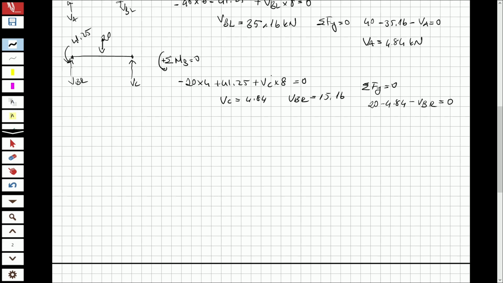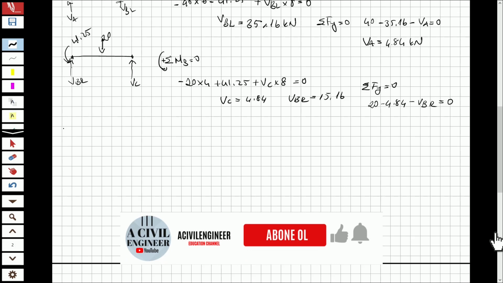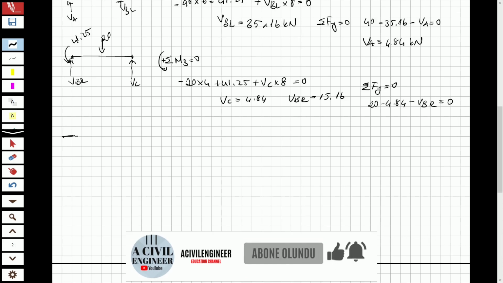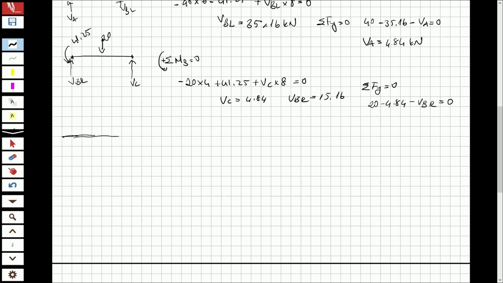So let's draw the shear and the moment diagrams. If you first draw the shear diagram, it will be easier for you to obtain the moment diagram. I always draw like that. If you want, you can also do it, but I think it will be better for you. At point A, point B and point C.